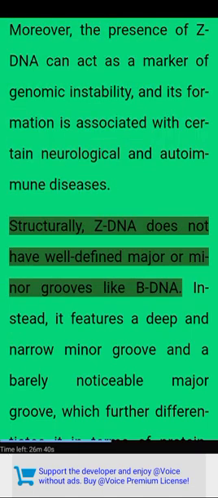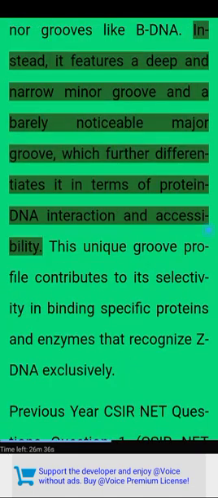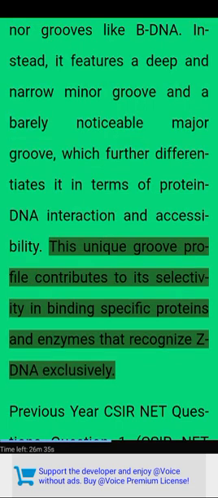Structurally, Z-DNA does not have well-defined major or minor grooves like B-DNA. Instead, it features a deep and narrow minor groove and a barely noticeable major groove, which further differentiates it in terms of protein-DNA interaction and accessibility. This unique groove profile contributes to its selectivity in binding specific proteins and enzymes that recognize Z-DNA exclusively.